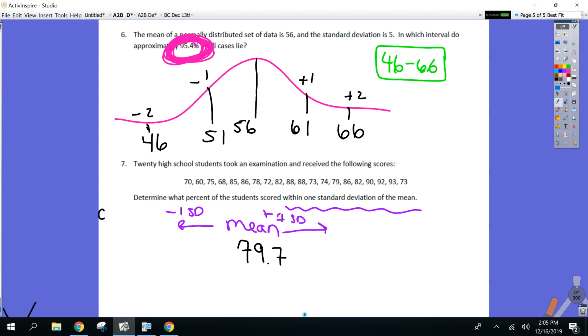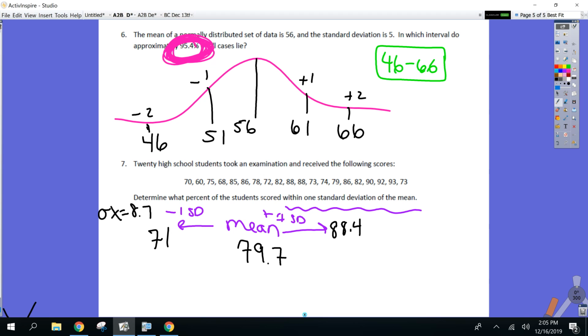Standard deviation. What are you guys getting for that? About 8.7. Yeah, that's what I'm getting, about 8.7. So what's the score one above? For one above, 79.7 plus 8.7. What do you got? Yep. So 88.4. And what about when I go one below the mean? About what? 71.